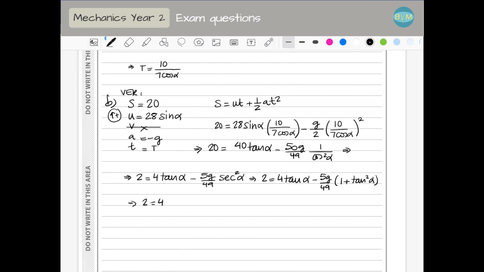2 equal to 4 tan alpha minus 1 minus tan squared alpha. Yeah, I'm just expanding the bracket. So this minus multiplying 1 and the tan.